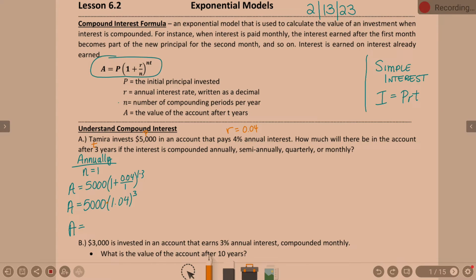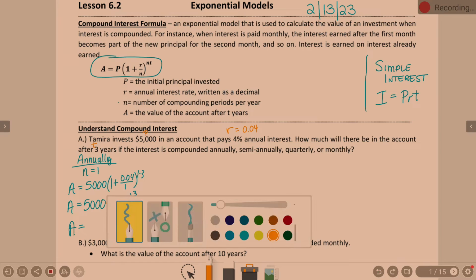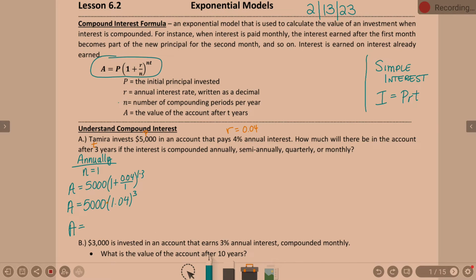Okay. Now, in all honesty, if I was doing this problem, I would just type 5,000 times 1.04 raised to the third. I would put it all in the calculator at once. And you can do that just as easily. Okay? If you're not getting that, let's figure out what's going on with your calculator, which really comes down to figuring out how you're entering it.